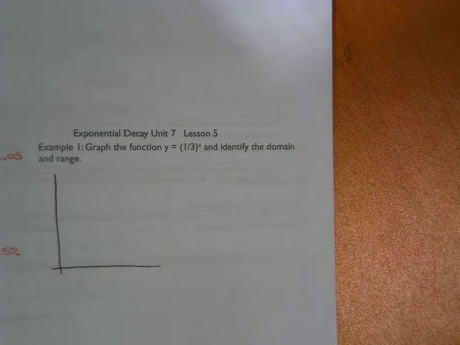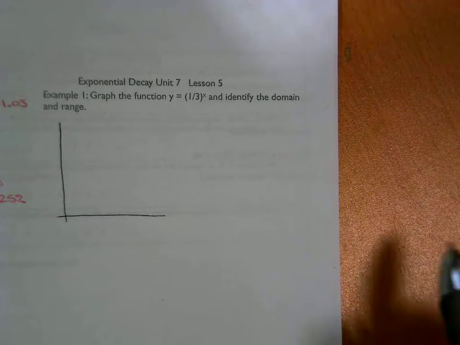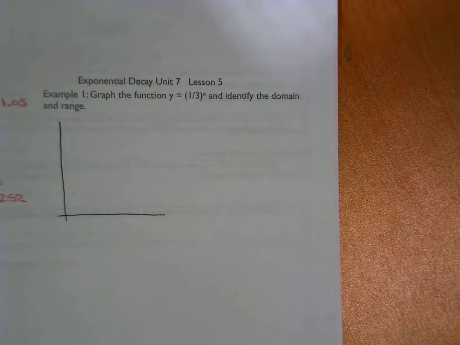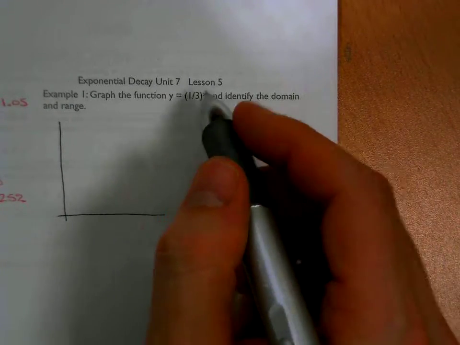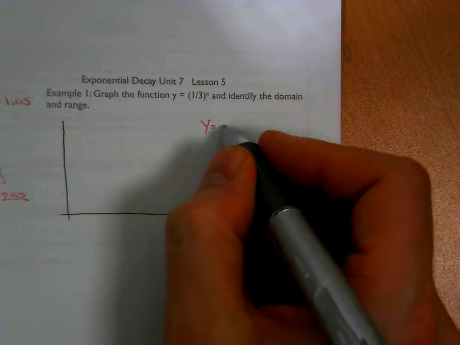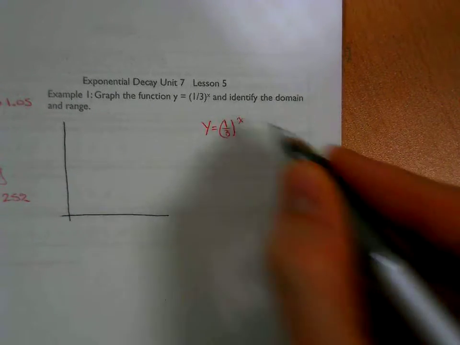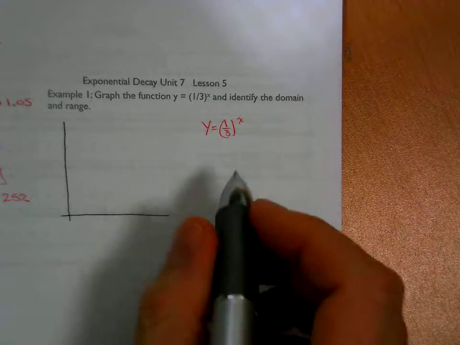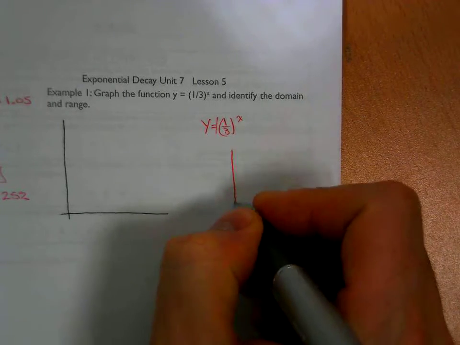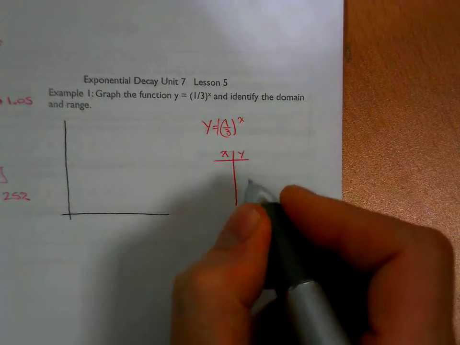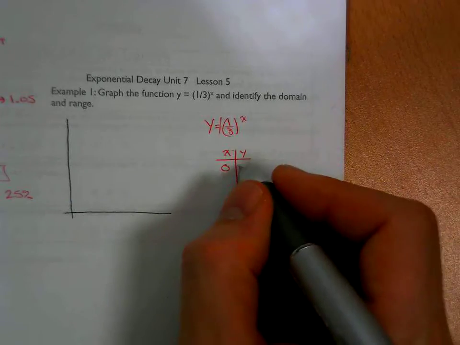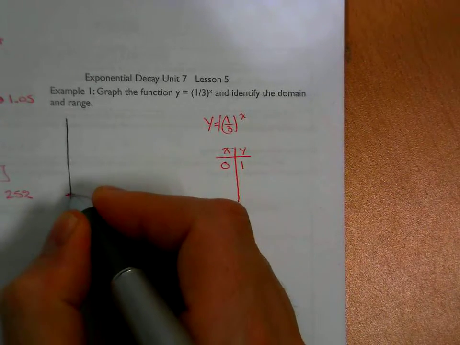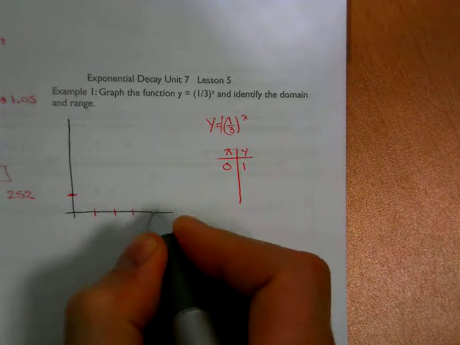Number one, graph this function in exponential decay, and then identify the domain and range. So this is one of the I can statements that you'll have to perform on a test or a group test. In this case I have y equals 1/3 to the x power. Now I don't have an initial amount, so we have an invisible 1 here. And again, if you drew a table, which I would suggest doing, then if you have x equals 0, anything to the 0 power is 1, and so we can see that my y-intercept is 1.